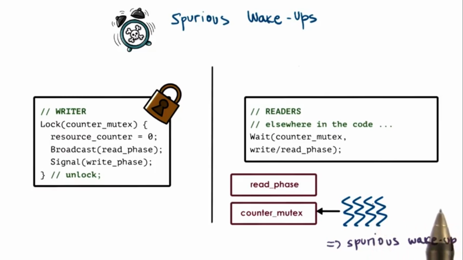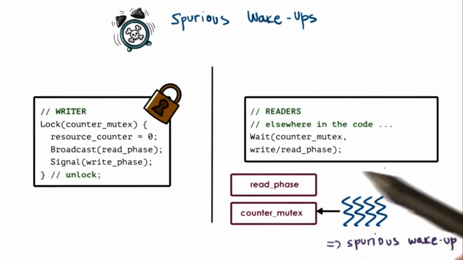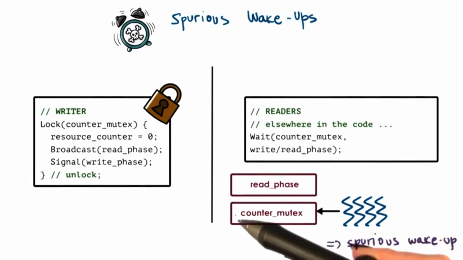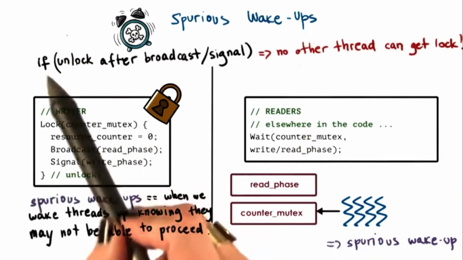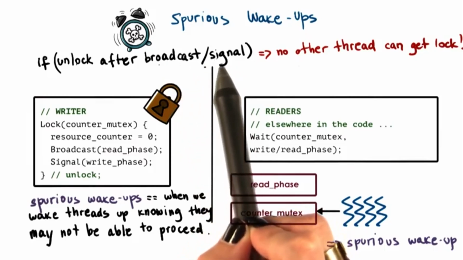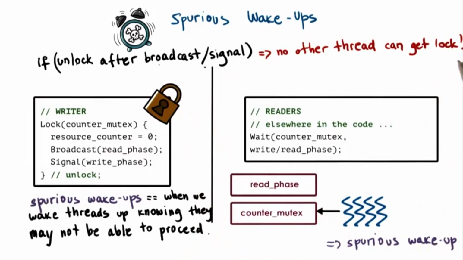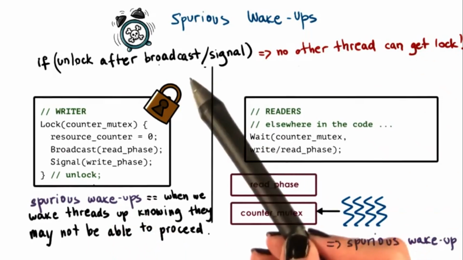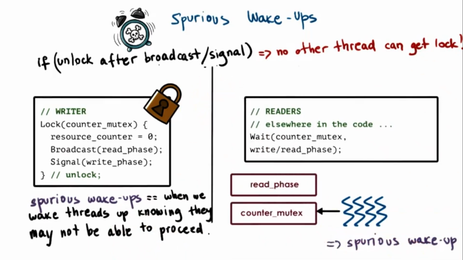The program will still execute correctly. However, we will waste cycles by basically context switching these threads to run on the CPU and then back again to wait on the wait queue. The problem is that when we unlock, only after we've issued the broadcast or the signal operation, no other thread will be able to get the lock. So spurious wake-ups is this situation when we're waking threads up, we're issuing the broadcast or the signal, and we know that it is possible that some of the threads may not be able to proceed. It will really depend on the ordering of the different operations.